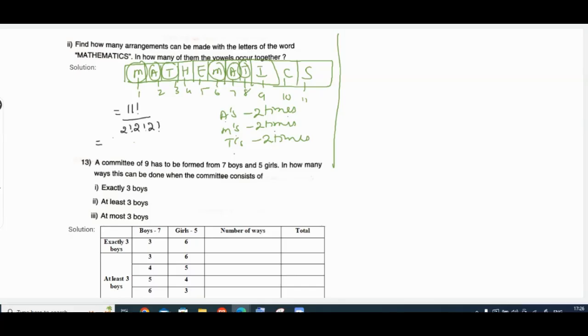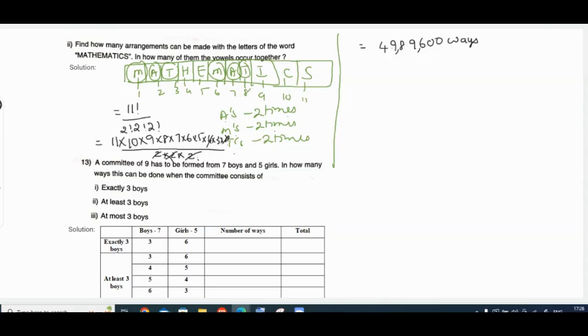If you expand it, that will be 11 into 10 into 9 into 8 into 7 into 6 into 5 into 4 into 3 into 2 factorial divided by 2 factorial divided by 2 factorial. 2 factorial means 2 into 2 will be 4 into 2 factorial. Factorial and factorial get cancelled. This 4 and this 4 will get cancelled. So the remaining answer will be 4989600, that will be 49 lakhs 89,600 ways we can arrange the word mathematics.